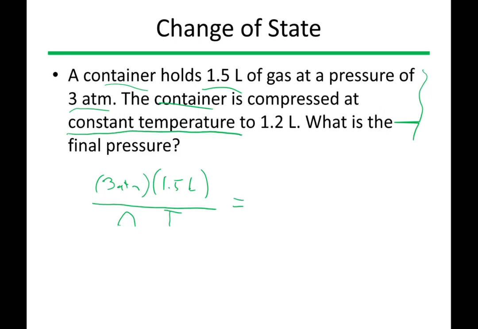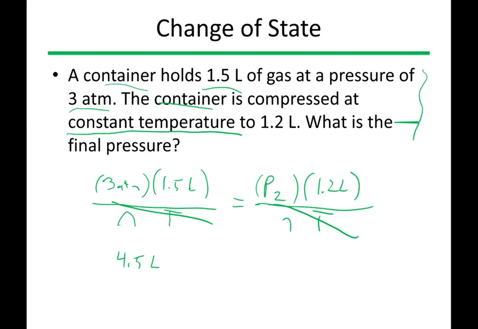We have a final pressure that we're trying to find, and a final volume, 1.2 liters. And again, we know the moles and temperature are constant, so those will cancel out on both sides. And we're just left with 4.5 is equal to P2 times 1.2. And so the final pressure is equal to 3.75 atmospheres.